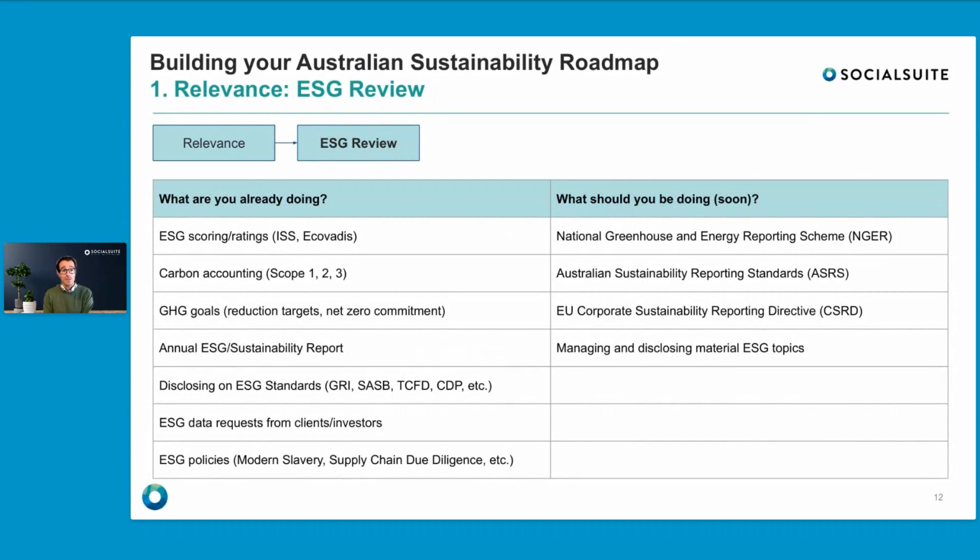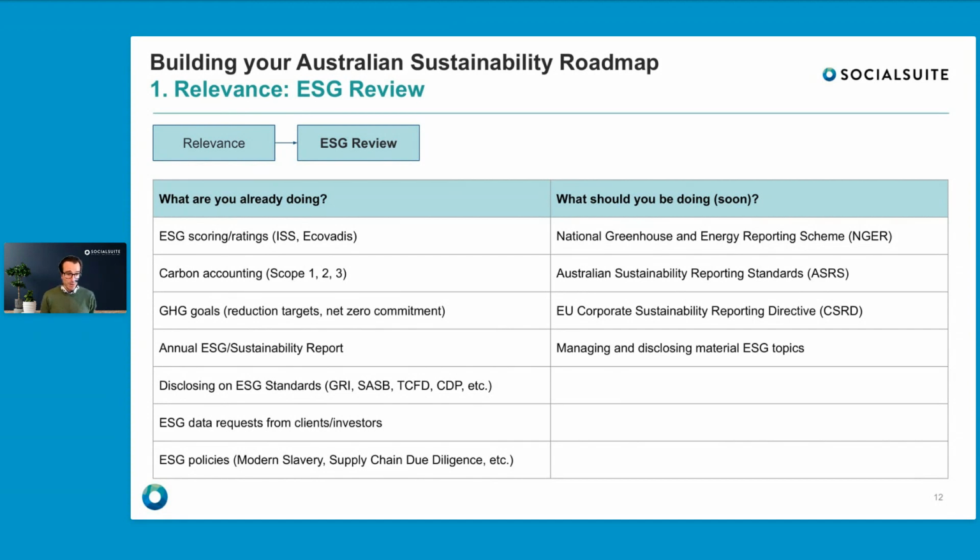So first of all, on the relevance, that ESG review. So what are you already doing? It could be a whole number of things that you are already engaged in or thinking about or have plans on. Could be that you're already being scored or rated and you're trying to improve your scores. Could be that you already started carbon accounting, looking at your greenhouse gas emissions on scope 1, 2, 3, all of them, or maybe the first two. With that, it could also mean that you've done some work already on setting greenhouse gas emission reduction goals. Targets, you might have made a net zero commitment. You might have an annual ESG or sustainability report that you're compiling on an annual basis.